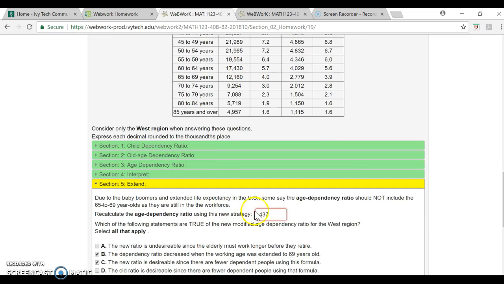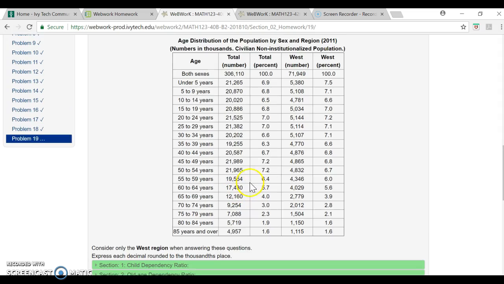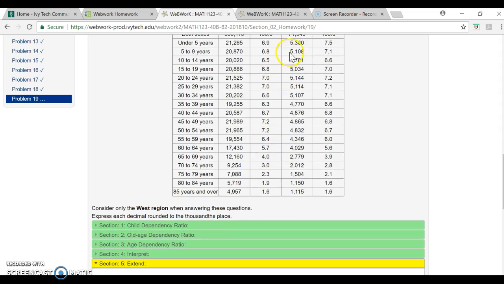Now they're saying the old 65 to 69 should go into the working class. So the rest of your dependents, okay, so you have your children up to 14, and then the old people start at 70. So you're going to add then these four groups. So the top three, under 5, 5 to 9, 10 to 14, and then 70 to 74, 75 to 79, 80 to 84, and 85 and over. Those people make up the dependents.